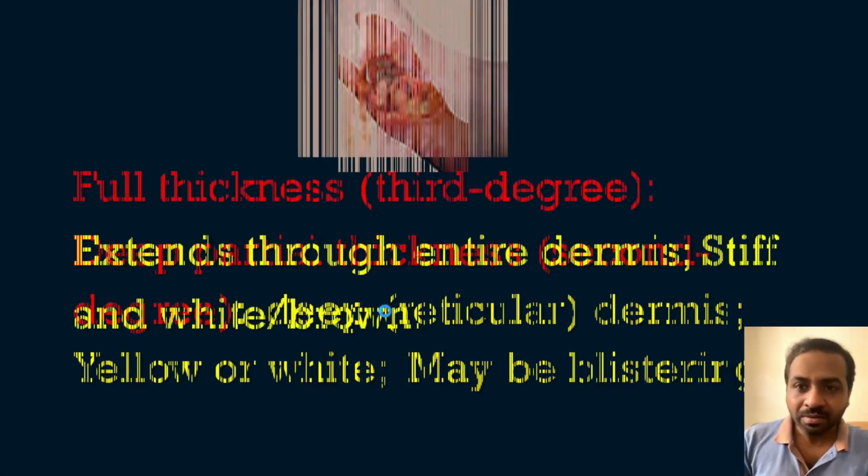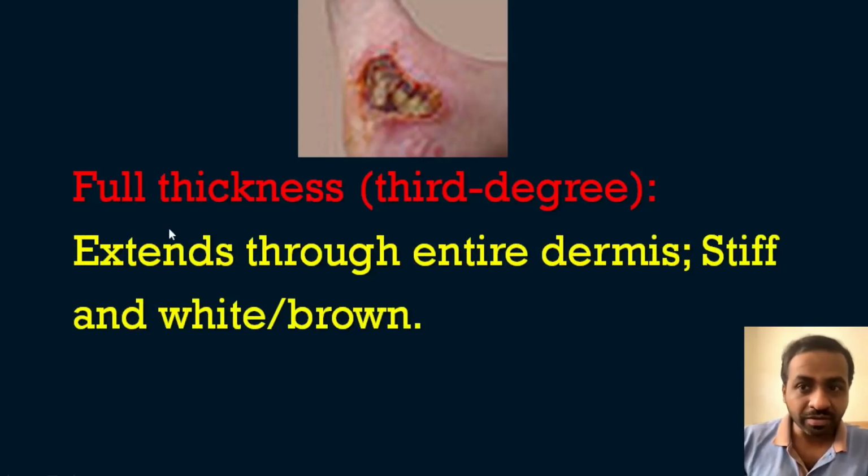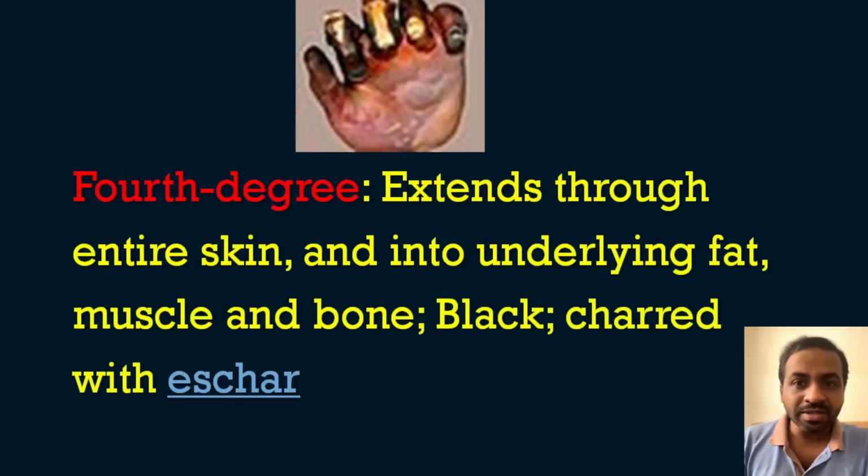Okay, then comes the next thickness of wounds, that is a full thickness burn, otherwise known as the third degree, and it extends through the entire dermis. So here the total dermis will be affected, and the wound will be very stiff, and it will be white or brown in color. Okay, white or brown in color. And the last one is the fourth degree burns, where we can see scars. Okay, that I will explain.